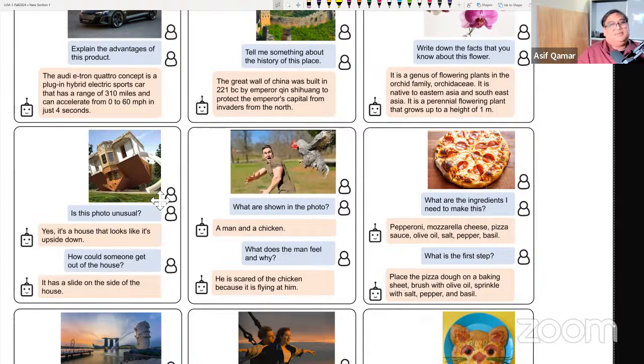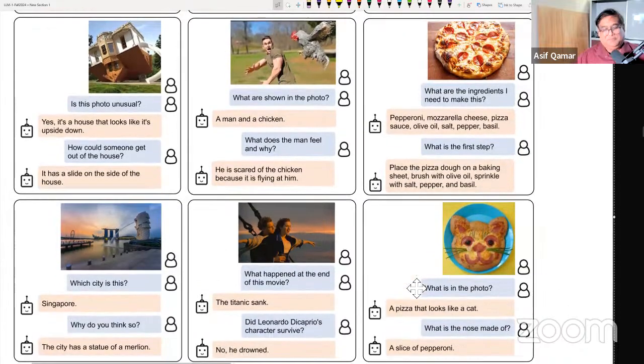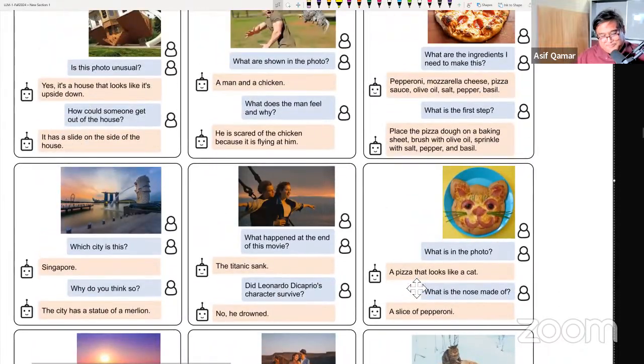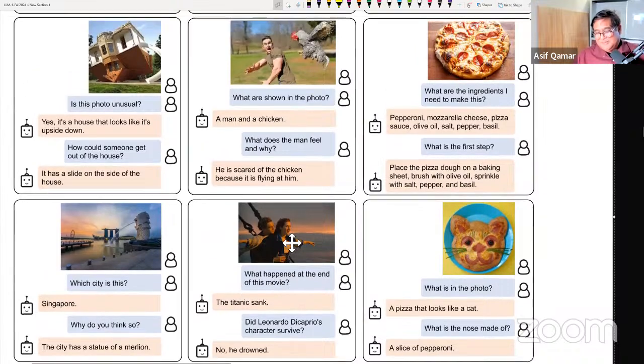Because it's an LLM. It's probabilistic association. Once you know pizza, you can't make a pizza without some salt in it. And what is the first step? That of course is coming from the inner knowledge of the LLM. Now, look at this. This is, of course, the iconic Singapore picture. And this one is rather sad.